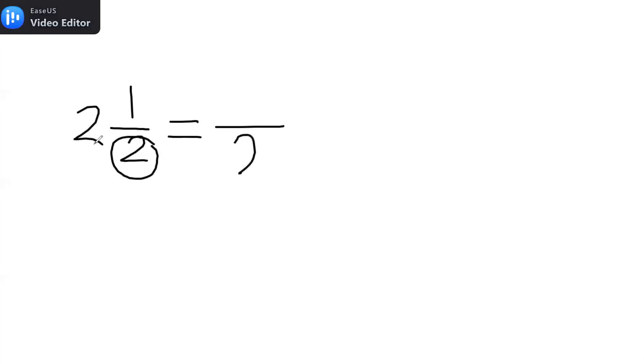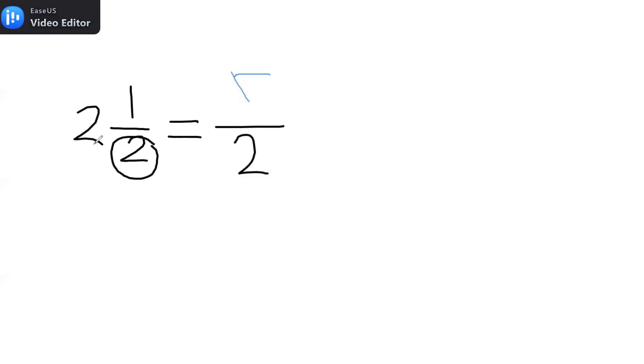For example, 2 and 1/2. Do you know how we can convert it into an improper fraction? 2 plus 1 equals? 5/2. Yes, 5 halves or 5/2. So we keep the denominator as it is. The bottom number doesn't change.